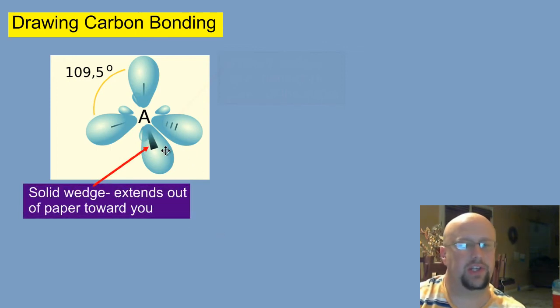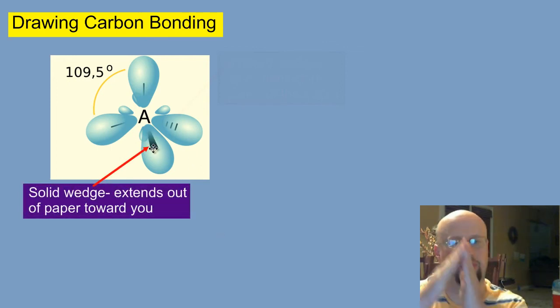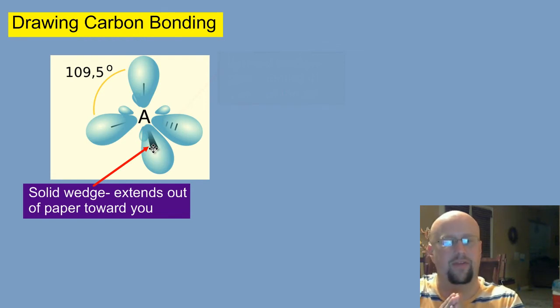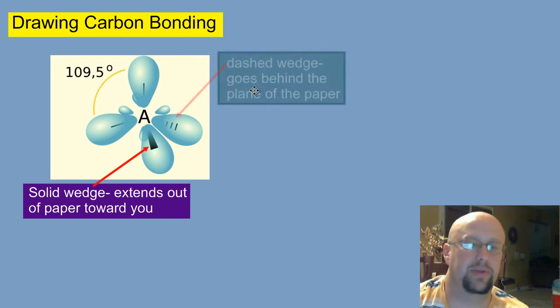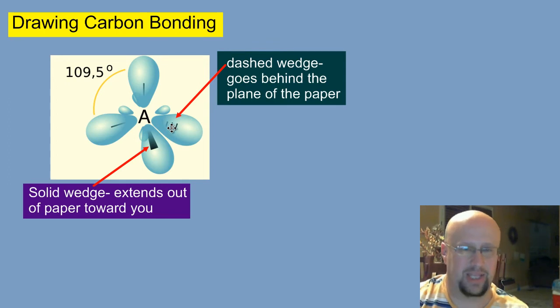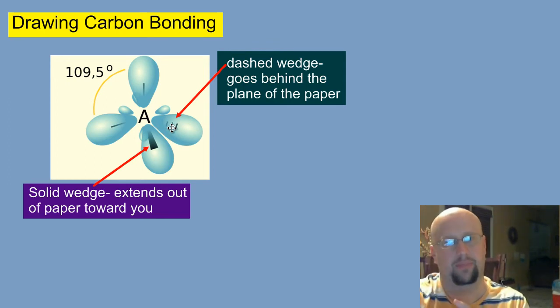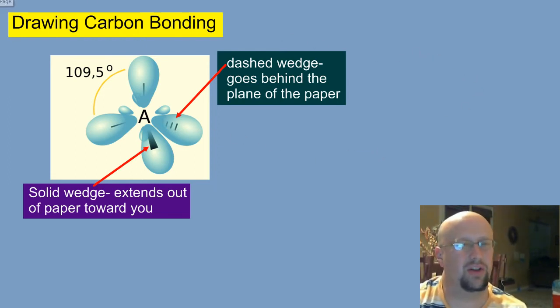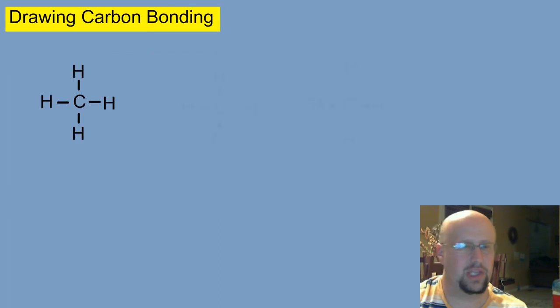So if you've got a solid wedge, okay, or a little triangle sticking out, that would mean that atom or that bond is coming out toward you, or that orbital is coming towards you away from the paper, or in our case, away from the screen. And if you've got a dashed wedge, that would basically mean that it's going back into the paper or into the screen. So that helps us a little bit to be able to draw and differentiate and get it a little bit more 3-dimensional than the typical flat way we drew it.